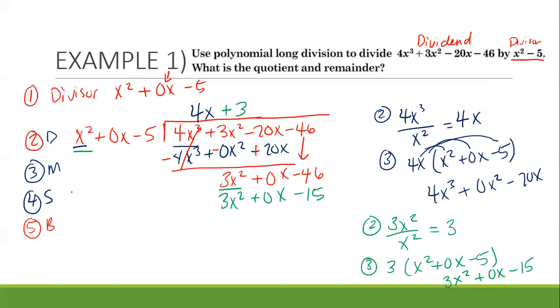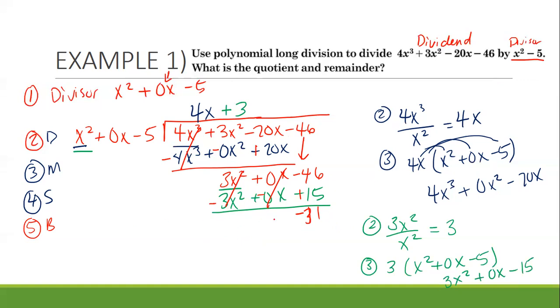So I multiply. Now I'm going to subtract. Again, subtraction means you're changing the signs. Subtract, subtract, subtract. Cancels out, cancels out. And I'm left with negative 46 plus 15 is going to give me negative 11. That's not negative 11, negative 31. I don't know where that came from. I was just making sure you were paying attention. It's a negative 31.